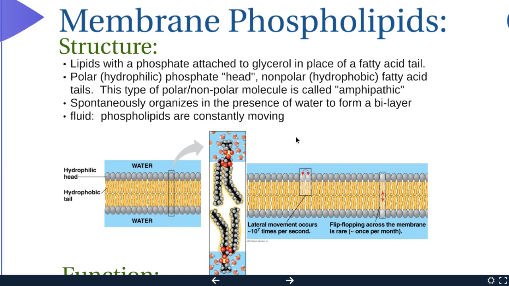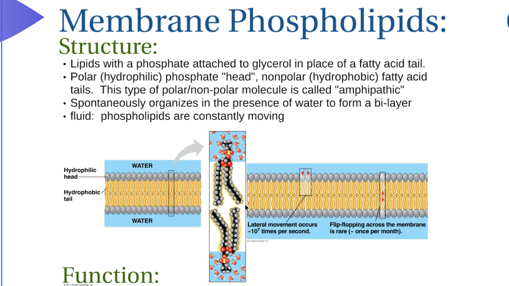Okay, the polar end is hydrophilic. It has a phosphate head. The nonpolar end is the hydrophobic fatty acid tails. It's called amphipathic, meaning it has both properties, both water-loving and water-hating. It spontaneously organizes in the presence of water to form a bilayer.